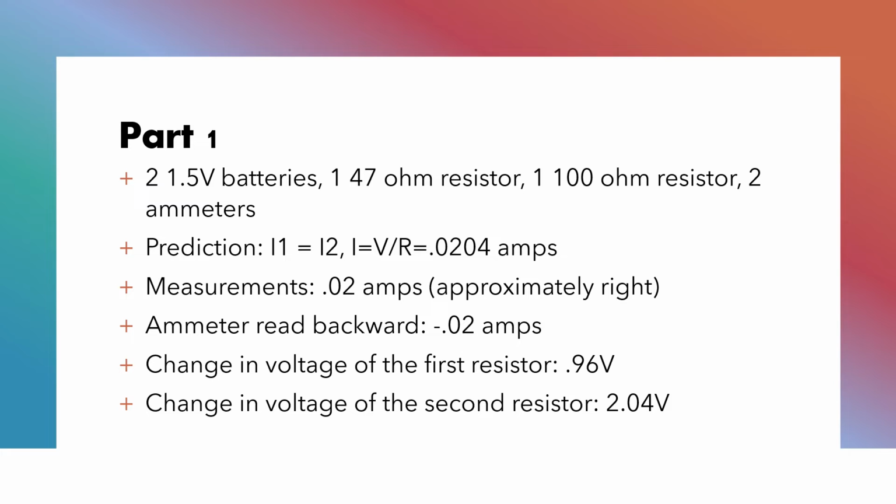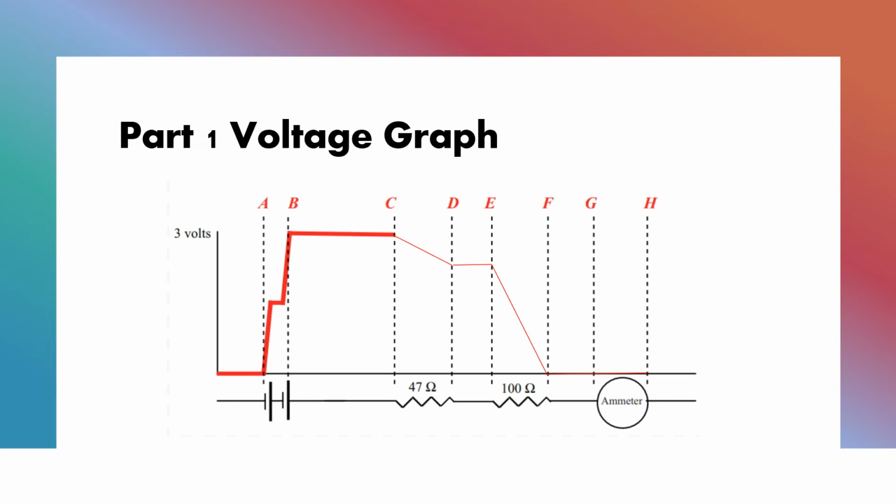The change in voltage for the first resistor is 0.96 volts. The change in voltage for the second resistor is 2.04 volts. This is the voltage graph. As you can see, from A to B it jumps in voltage as that's the voltage source. It decreases over the course of the resistors, more over the 100 ohm resistor, as it has more resistance, and voltage is proportional to resistance through Ohm's law. And through everything else it stays the same, as there is no resistance in those parts.